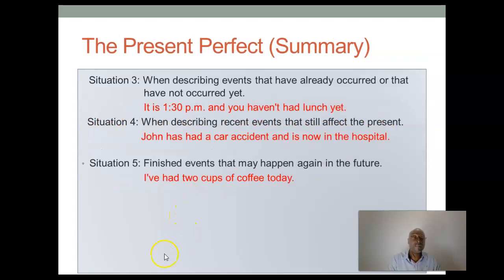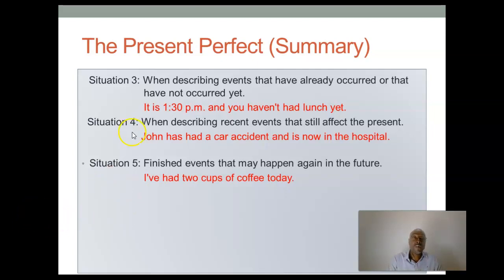Situation number three, if you want to describe events that have already happened or events that have not yet happened, you can use the present perfect too. Look at the example here. It is 1:30 p.m. and you haven't had lunch yet. So you haven't done that yet. If you want to talk about things that you've already done or you haven't done, you can use the present perfect tense.